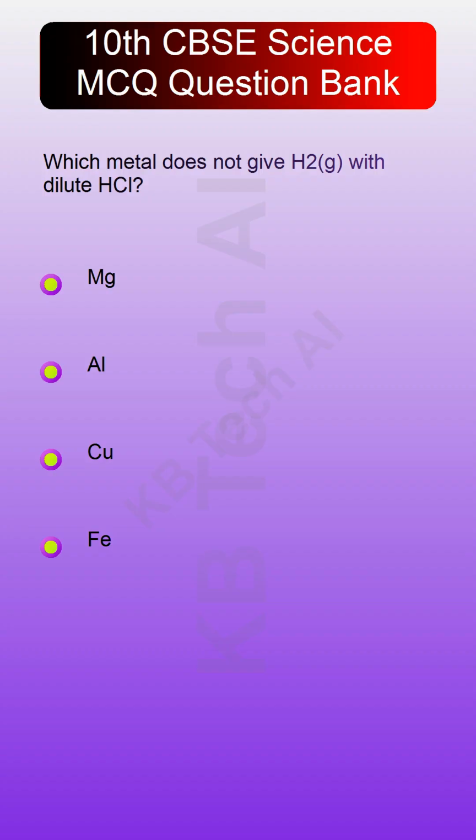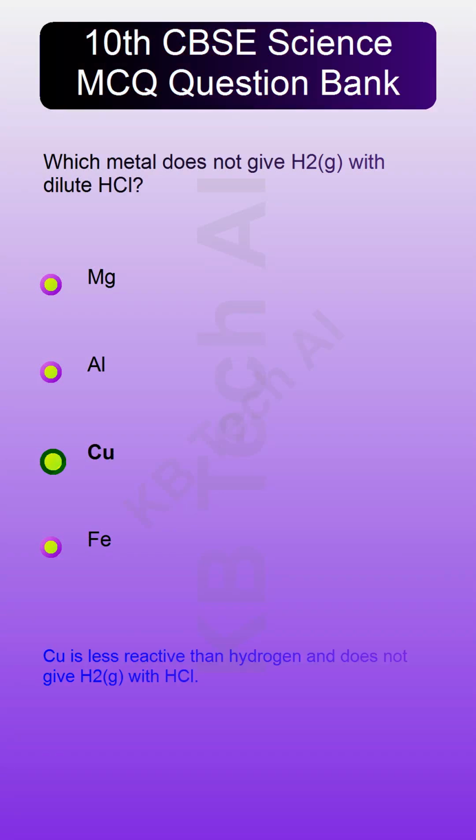Which metal does not give H2 gas with dilute HCl? Option 1, Mg, option 2, Al, option 3, Cu, option 4, Fe. The answer is, option 3, Cu.